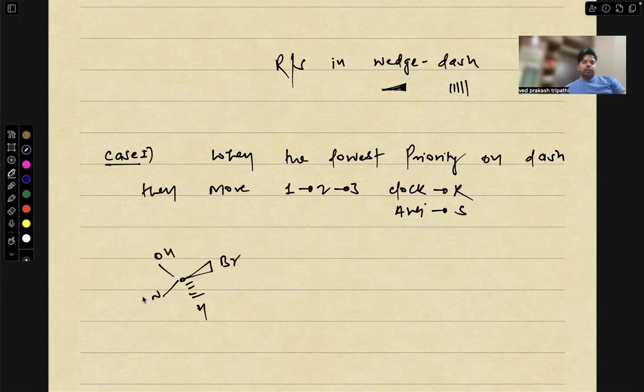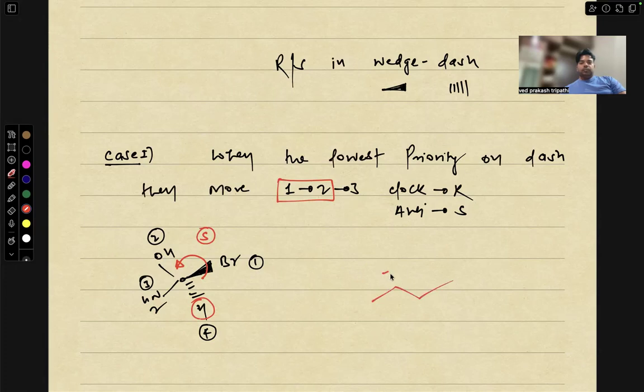We are going to decide the priority over here. So you can see bromine has the highest atomic number, which would be 1, oxygen 2, nitrogen 3, hydrogen 4th. Now we can see my lowest priority on the dash here, which is hydrogen. Now move 1 to 2. So 1 to 2 is this one. Arrow is moving counterclock, which means anti-clock, so it would be S.